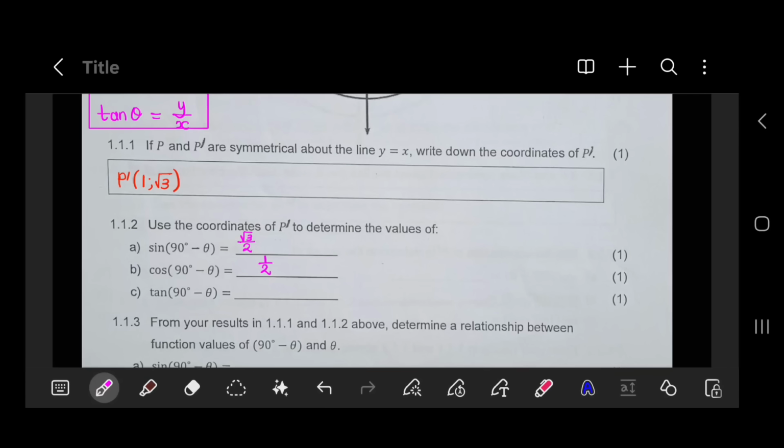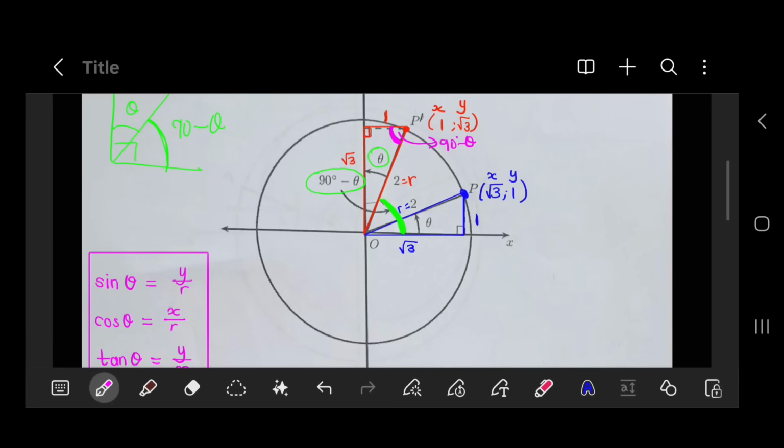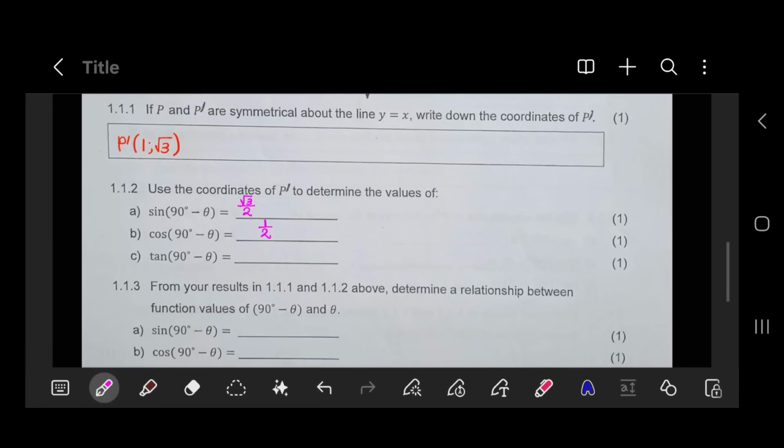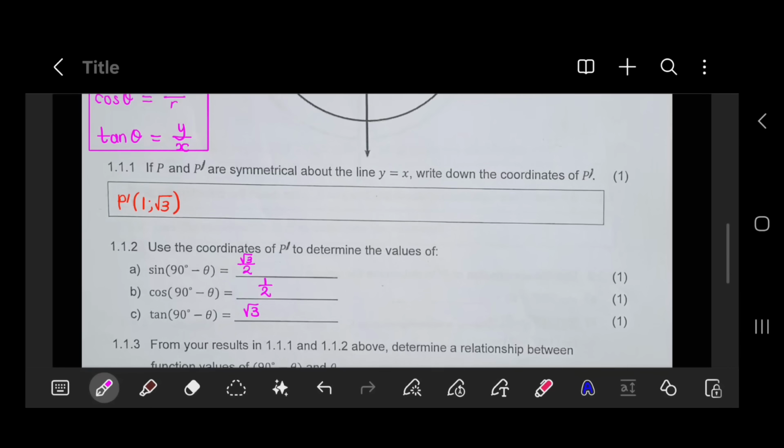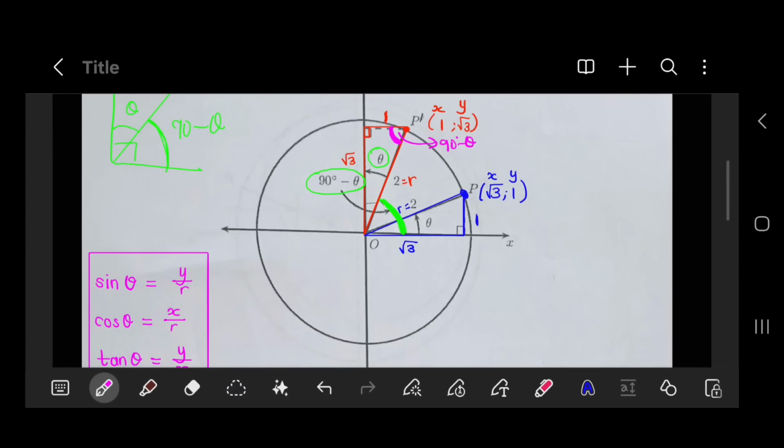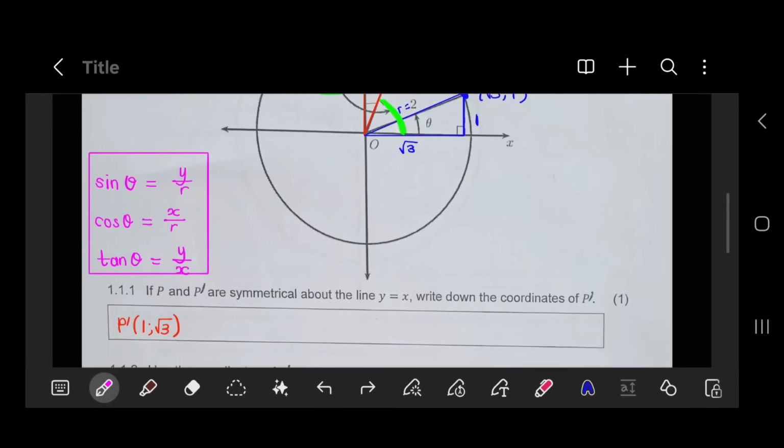And now we need tan of 90 minus theta. So tan is going to be y over x. So in terms of the image of P, y is square root 3 and x is 1. Square root 3 over 1 is just square root 3. Alternatively, you guys, you can use opposite over adjacent. So in terms of this angle, square root 3 is opposite and adjacent is 1, which gives you the same answer.